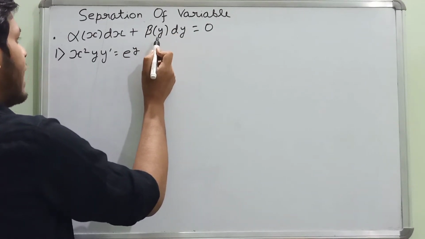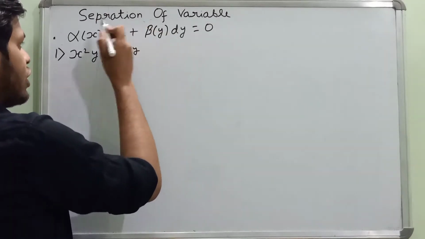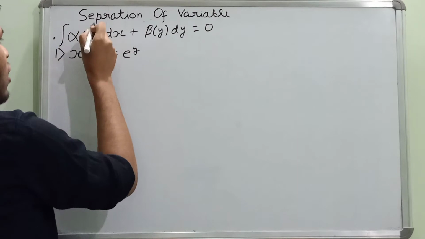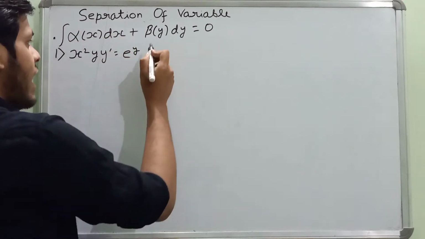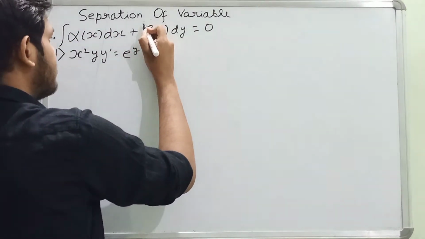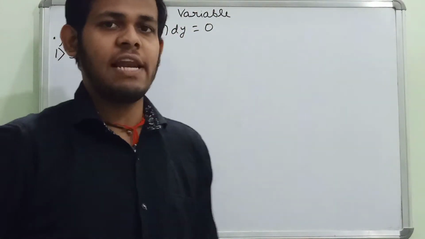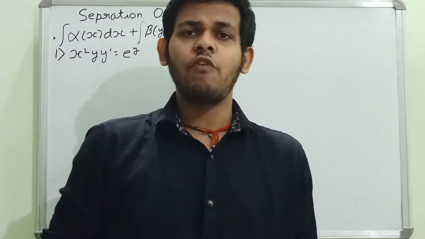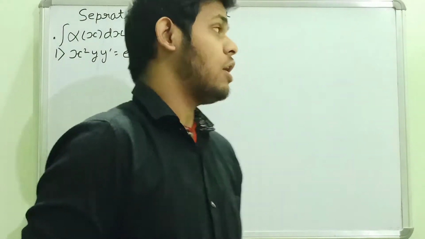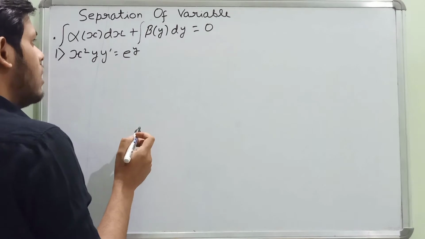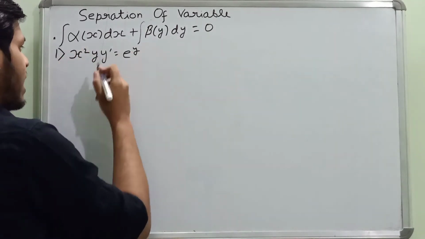Once we can convert the differential equation in this form, we will integrate the alpha x function with respect to x and the beta y function with respect to y, and the solution we get after integrating will be our general solution for the first order linear differential equation. So friends, let's understand how to use the separation of variable method with the help of this example.